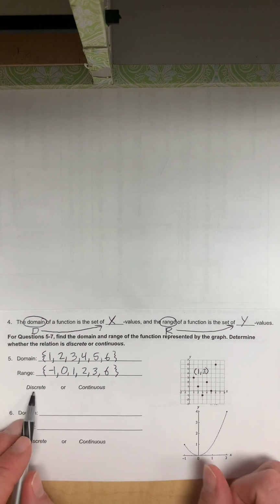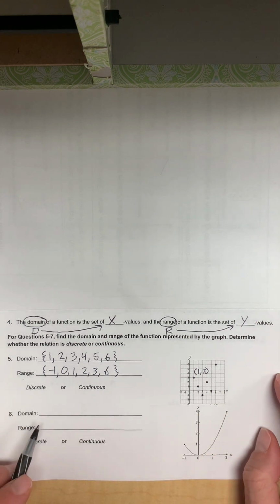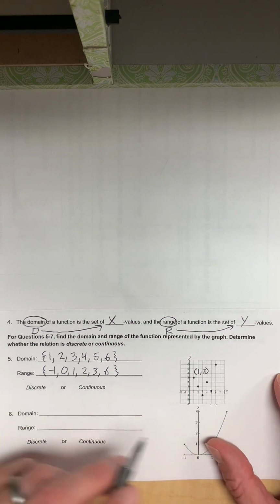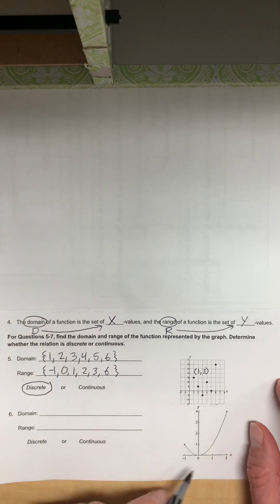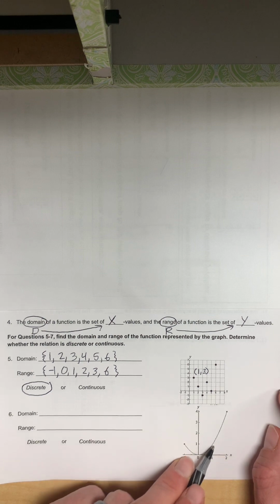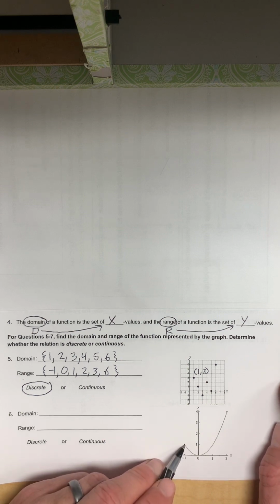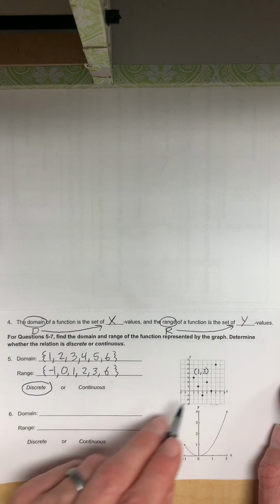And then they ask if it's discrete or continuous. If it is just a bunch of points, but they're not connected by any line, that means it's discrete. You'll notice down here at this one, see how it's smooth and it's got this nice line here? This one just keeps going. So we say it's continuous. Continuous, keeps going. Discrete, dots.